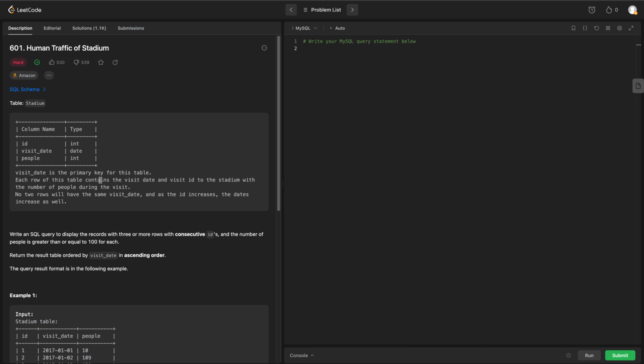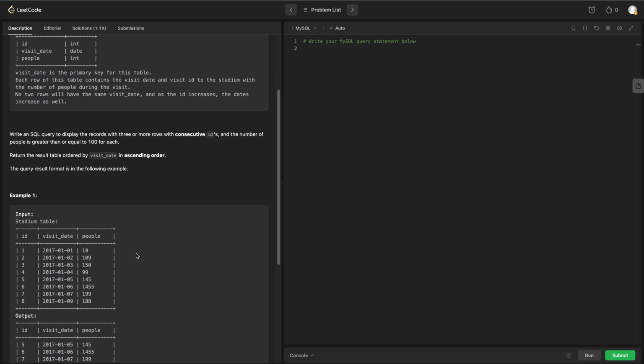Each row of this table contains the visit date and visit ID to the stadium with the number of people during the visit. No two rows will have the same visit date, and as the ID increases, the dates increase as well. We need to write a query to display the records with 3 or more rows with consecutive IDs, and the number of people is greater than or equal to 100 for each. And then we need to return the result table ordered by visit date in ascending order.